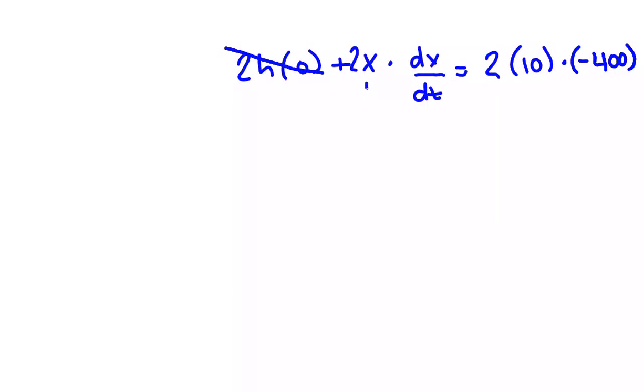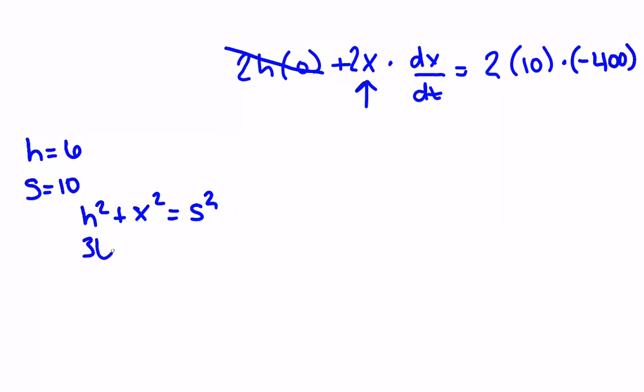How am I going to find the value for x? Well, at this point in time, we know that h is 6 because h is always 6. We know that s is 10 at this point in time. And we also know that h squared plus x squared equals s squared, because that's the Pythagorean theorem. If you plug in h and s, you get 36 plus x squared equals 100. And you'll find out that x is equal to 8 kilometers at this point in time.